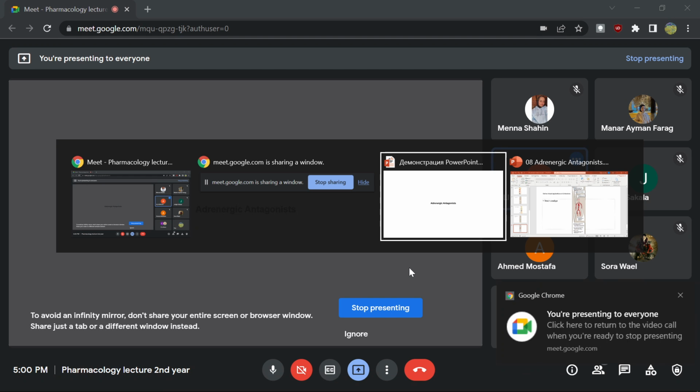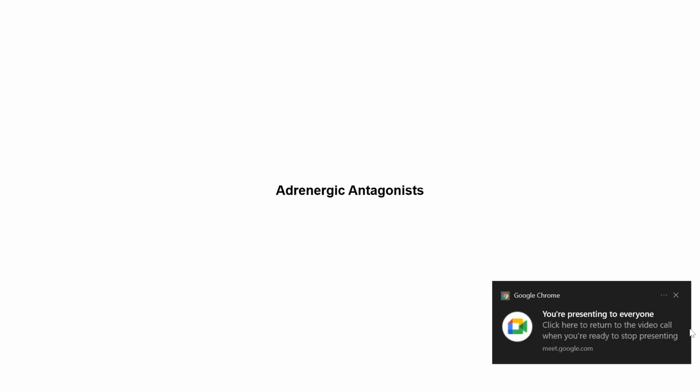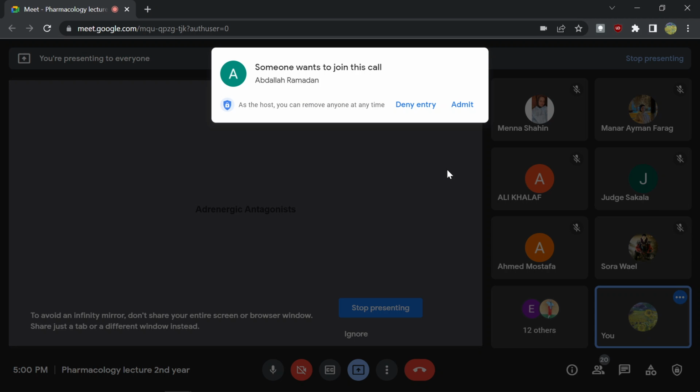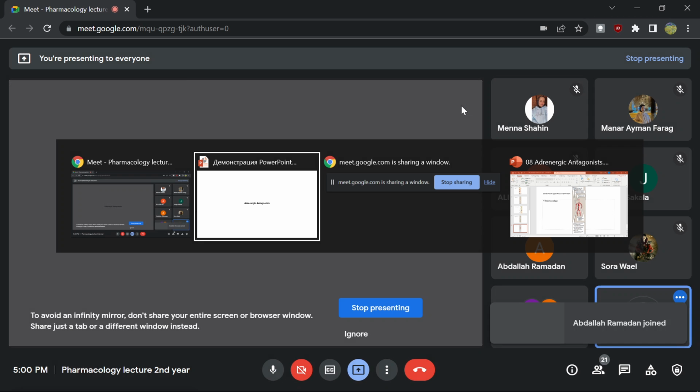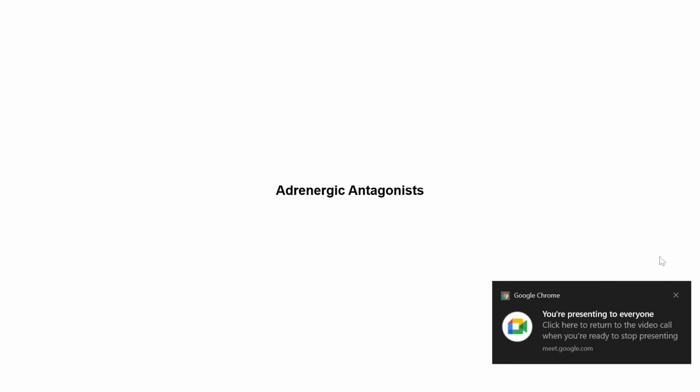Okay, so today's lecture is adrenergic antagonists. The adrenergic antagonists are sometimes called adrenoblockers; they bind to the receptor and prevent the activation of the receptor. So this is the adrenergic antagonist.